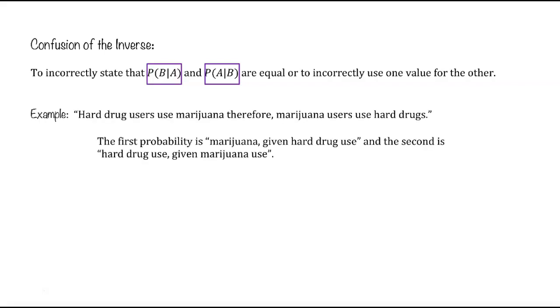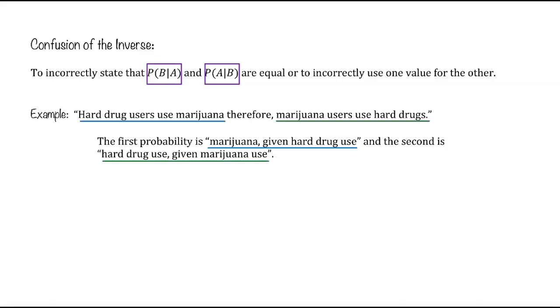Take a look at this example statement. Hard drug users use marijuana, therefore, marijuana users use hard drugs. Think about that for a moment. Are those two things the same thing? They're not. The first part of this phrase, hard drug users use marijuana, is the idea of the probability of a person using marijuana given that we already know they use hard drugs. The second part of this phrase, marijuana users use hard drugs, is the idea of the probability of someone using hard drugs given that we already know they use marijuana.